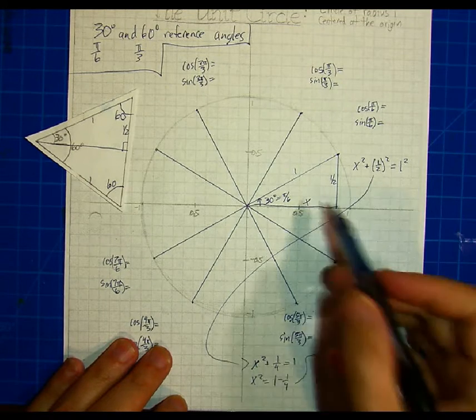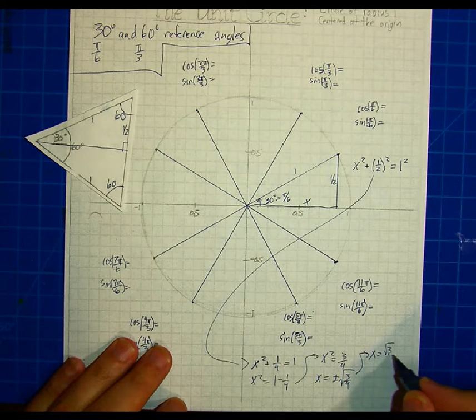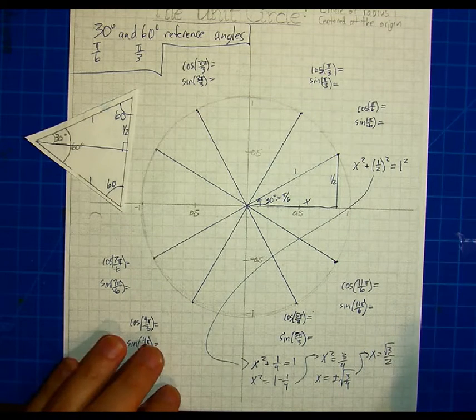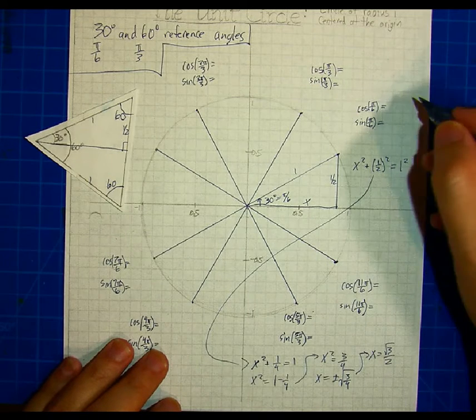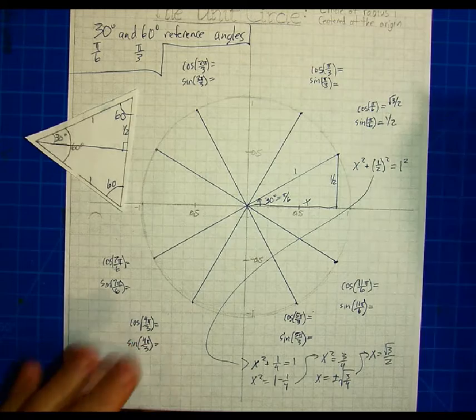But again, here we are in quadrant 1. We know x has to be positive, so we'll just say x equals √3/2. So we know that the cosine of pi over 6 is √3/2. The sine of pi over 6 is 1/2.